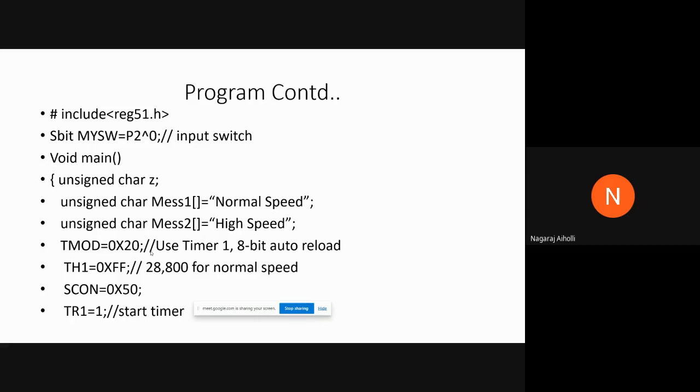Okay, so the steps are repeated, the same steps are used for all the programs, right? If it is a serial data transmission program, the same steps are used, that is the TMOD register, TH1, SCON, TR1, right? The only difference between transmission and reception is that during transmission we are using TMOD, TH1, SCON, TR1 and we are monitoring the TI flag.